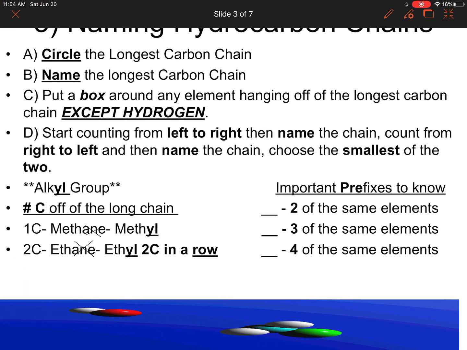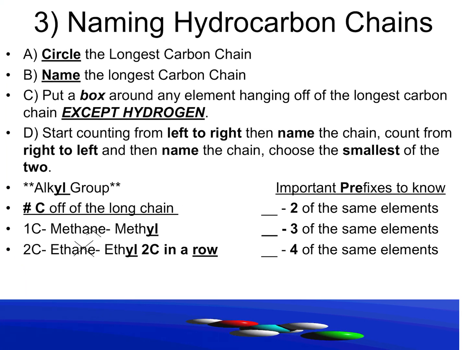Let's move on. Let's go over the rules over here. It says name the hydrocarbon chains. First rule, circle the longest carbon chain. Next step says to name the longest carbon chain. Next step says put a box around any element hanging off the longest carbon chain except for hydrogen. Then start counting from left to right, then name the chain. Count from right to left and name the chain, and you choose the smallest of the two.